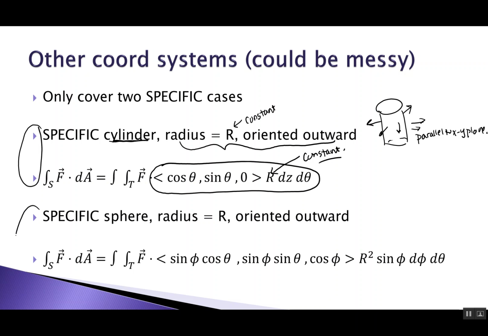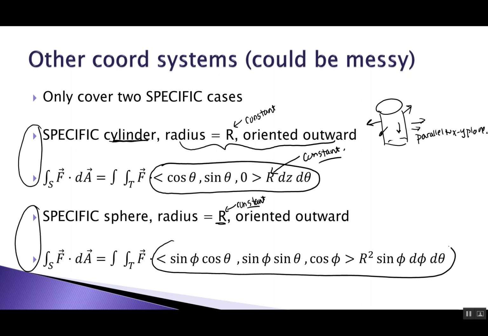The other one is if we're in cylindrical coordinates, we're on a sphere. No, I'm saying cylindrical. Spherical coordinates, sorry. We're on a sphere. The radius is r, and again, this is a constant. And we're oriented outward. Then all of this is your dA. And again, just have it on a note card. And again, the r is a constant, so you can just plug that constant in there on that sphere.